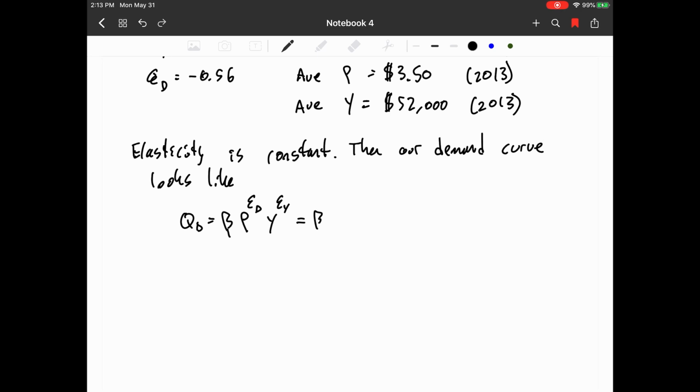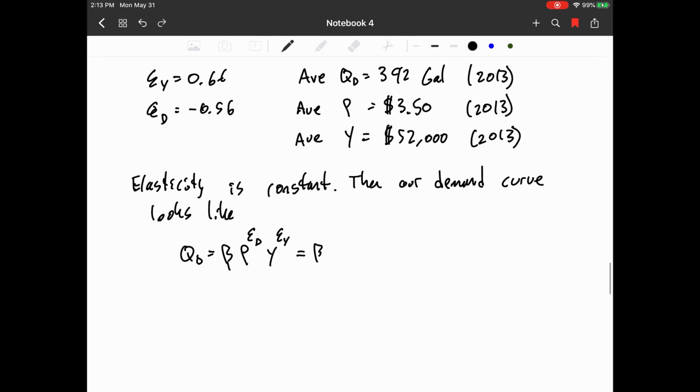So here we're going to substitute in our numbers. We have beta times price, and then we're going to raise it to the elasticity of demand, so this gives us negative 0.56. And then we have y, which is raised to the power of 0.66. Okay, so this is great, but we don't quite have enough information because we still have beta. It's a parameter and we don't know what the value is just yet.